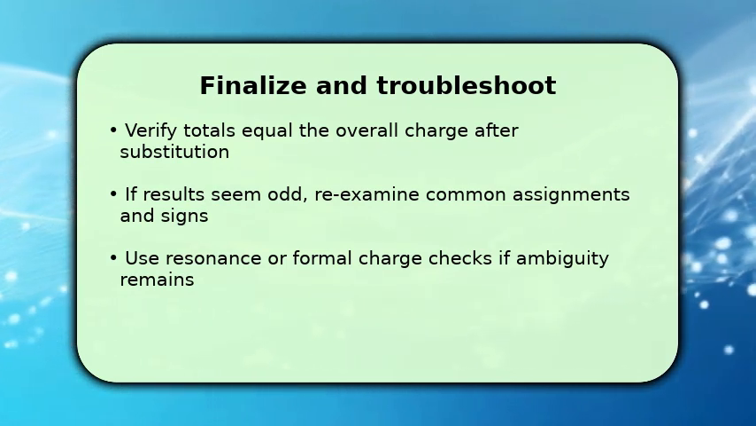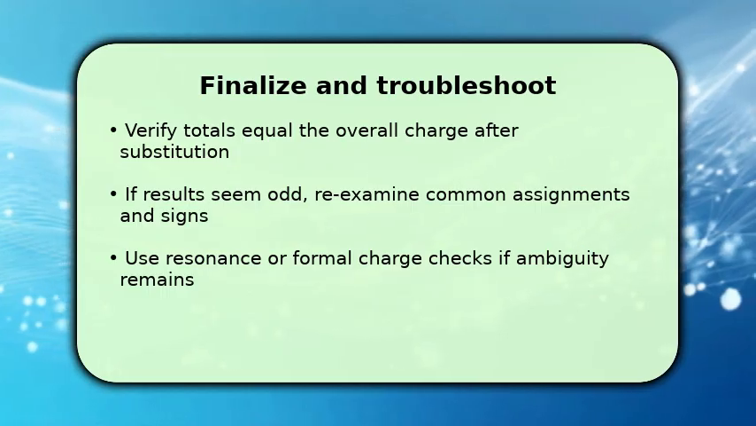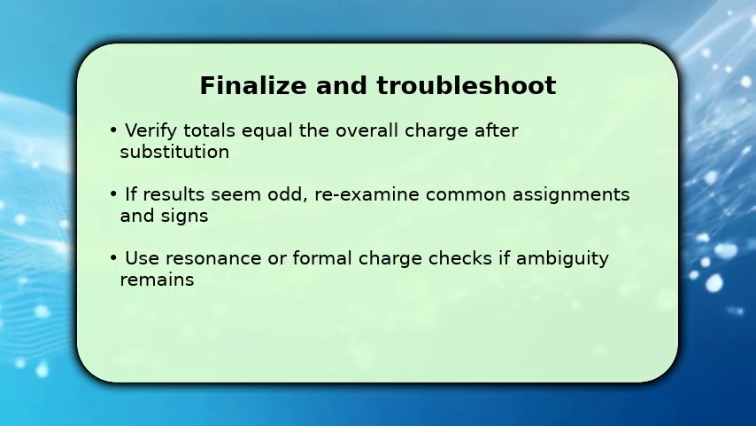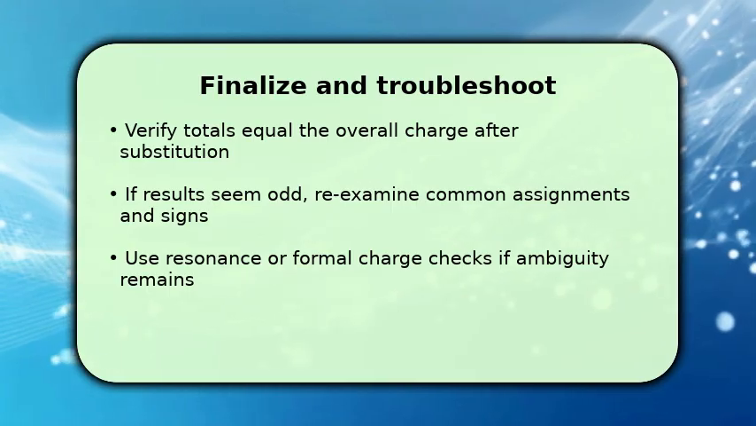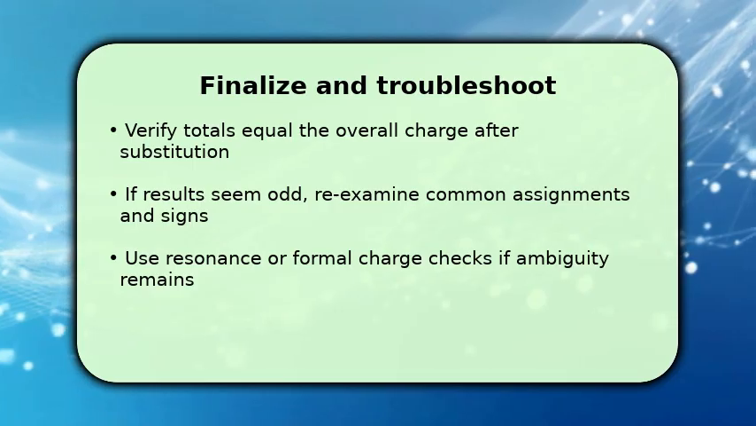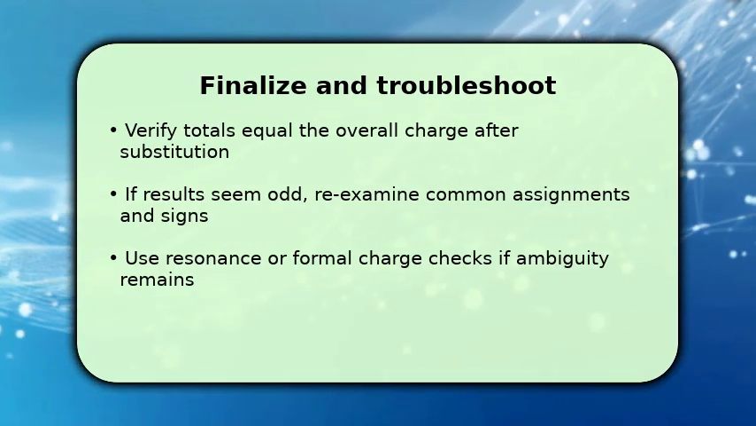charge. If it doesn't match, recheck signs, atom counts, and whether oxygen or hydrogen were given their typical states. Small sign errors produce wrong answers. If ambiguity persists, consider resonance structures or calculate formal charges to validate your assignment. You'll get consistent results once arithmetic and conventional assignments are correct.